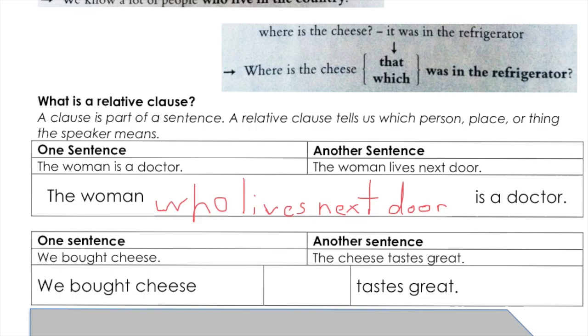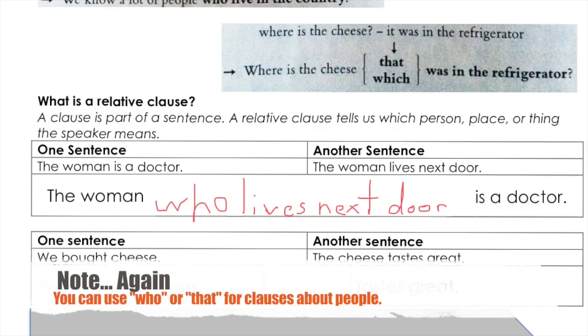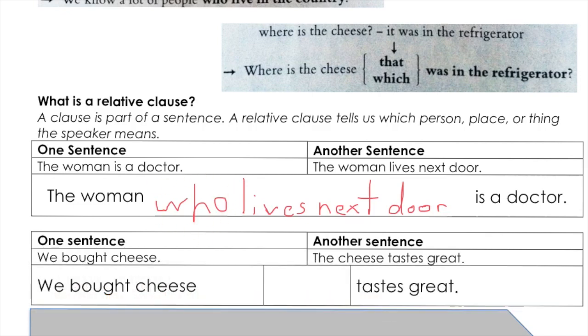Before we look at the next example, the one thing I want to show you is we used who for the woman. So when we talk about people, we can use who to connect the two ideas together. Now let's look at this other example. One sentence says, "We bought cheese." Another sentence says, "The cheese tastes great."